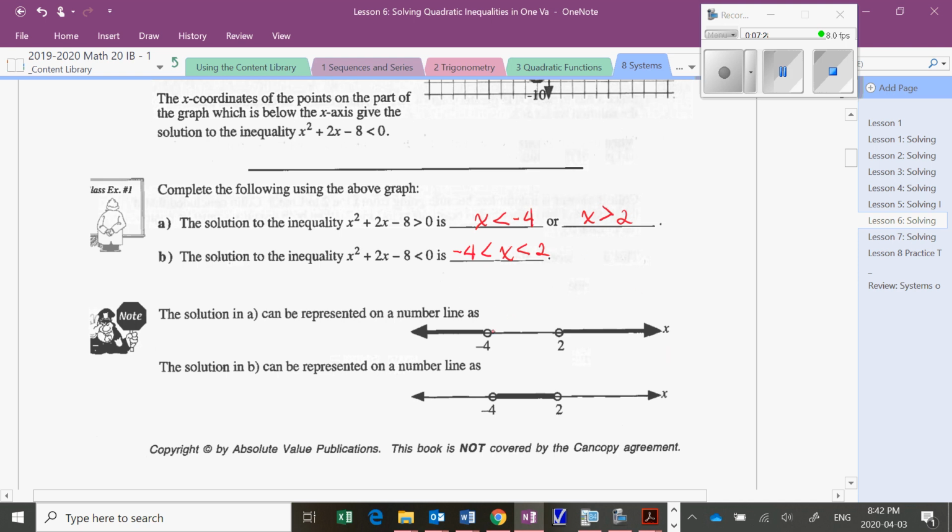So here we have x less than -4, so an open circle, indicating that it's up to but not including -4, and to the left, and the other boundary point, not including 2, is on there, and everything to the right. Whereas the solution in B, when is the quadratic less than 0, is that middle interval between -4 and 2.